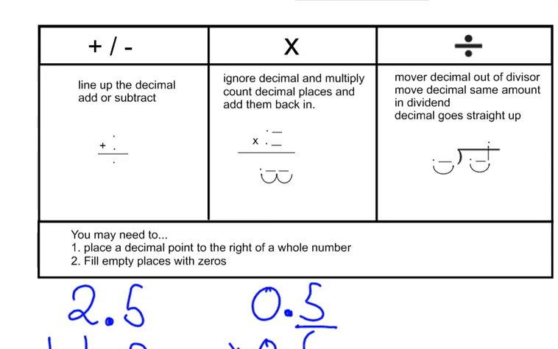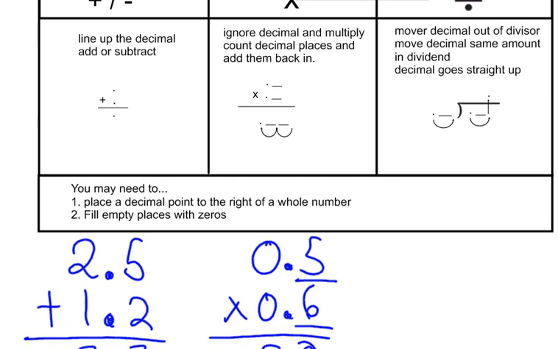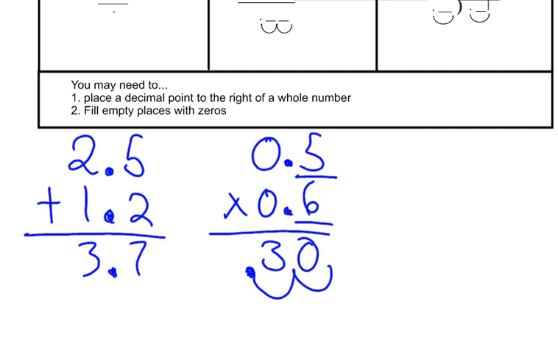And finally, we have division, right? Copy this table down. Move the decimal out of the divisor, move the decimal the same amount in the dividend, and then the decimal goes straight up. Divide. All right, see the picture there?